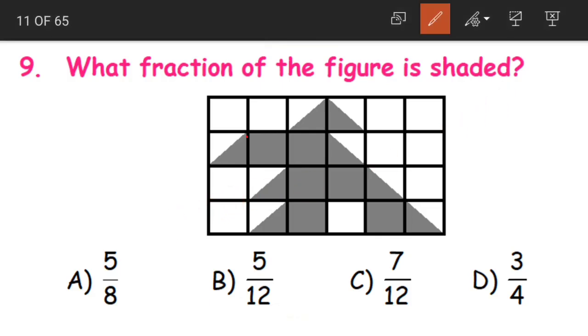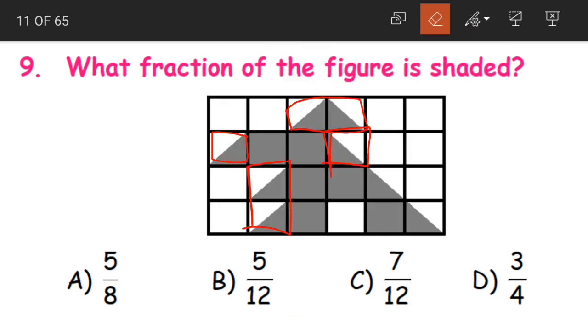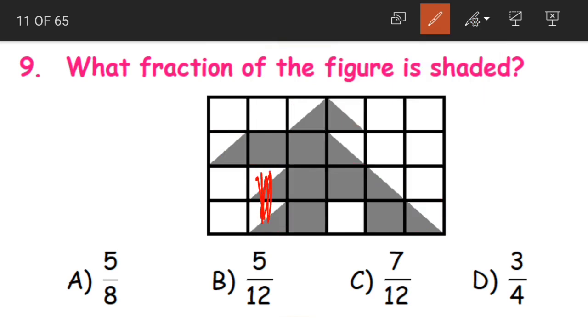If you observe, children, these blocks, the blocks which I am highlighting with red color are shaded, but they are not fully shaded. Only half of those boxes is shaded. Yes, so we cannot consider it as one fully shaded block. These two will be considered as one block. Again, these two will be considered as one block. Again, these two will be considered as one block, and this will be considered as one block.